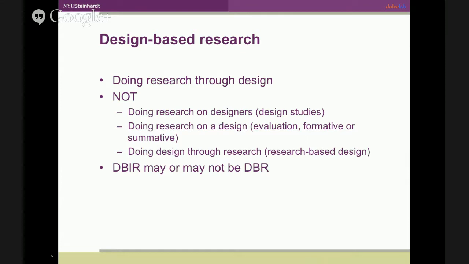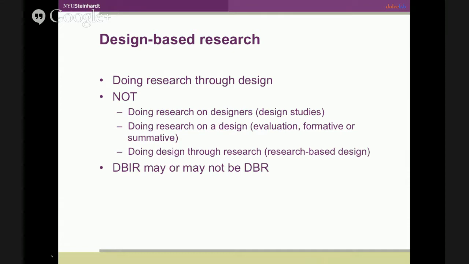There's also, and I think this is probably the most common confusion, treating DBR as identical with formative research or summative research on designs. And I think that the key difference between those two things is that in one case you have a distinct research and design process, and in the other you have design as part of the research process.